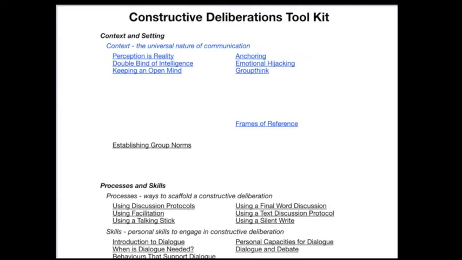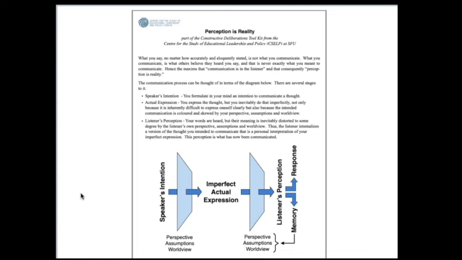Perception is reality, as I think the basic understanding one has to bring to communication. The other files add commentary on some of the pitfalls that can trap us, even when we're well-intended. Groupthink, that's very familiar, I'm sure, to all of you. And the others, emotional hijacking, anchoring, keeping an open mind, and the double bind of intelligence, are one-page statements of some other psychological pitfalls that can sneak up on us. The perception as reality file is a couple of pages long, but here's the first page just to give you an idea of what a file in this context would look like.